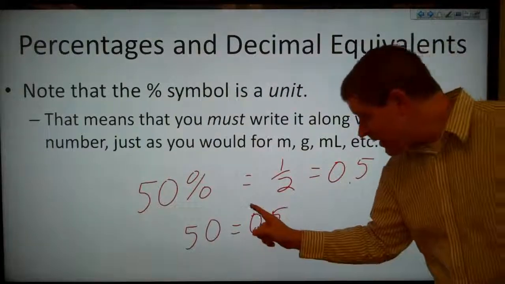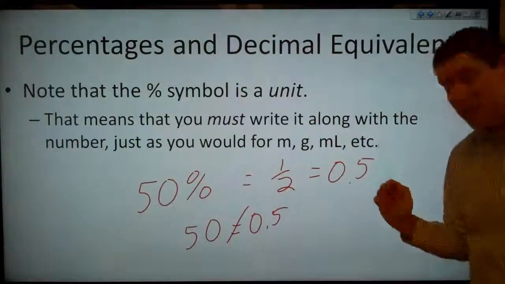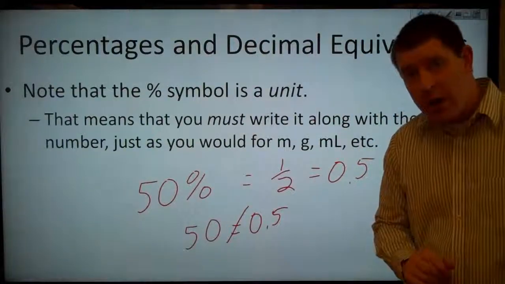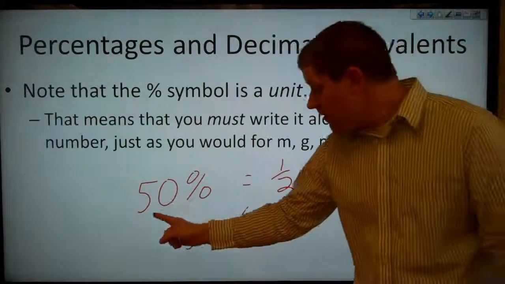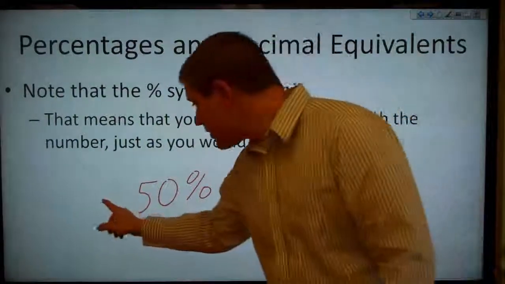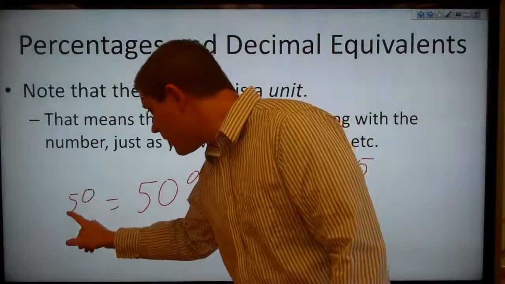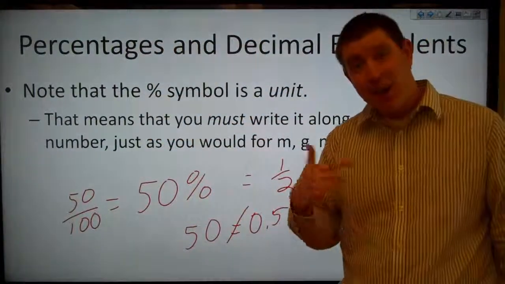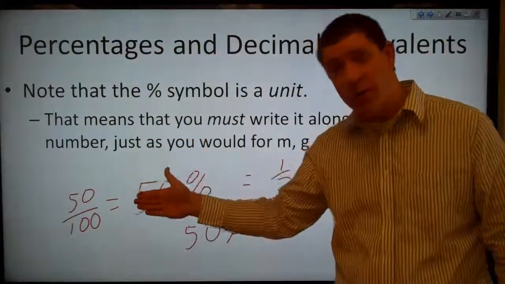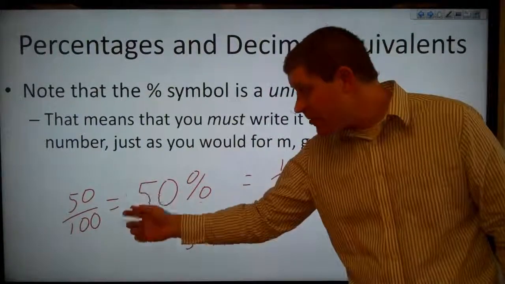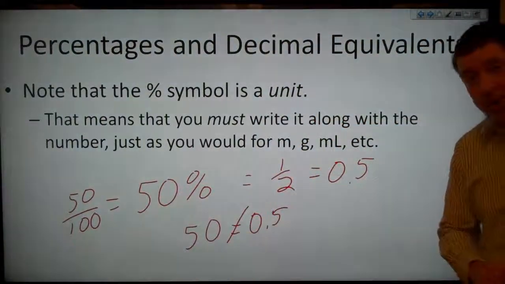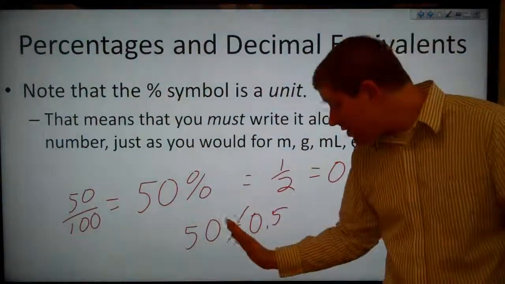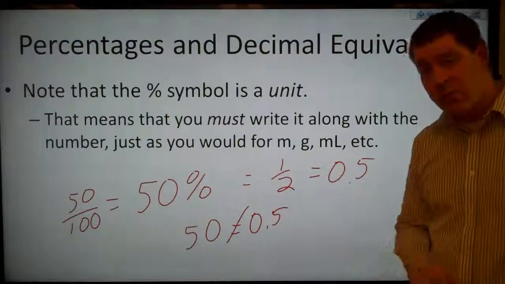This equality is not true, whereas the top equalities are true, and that's only because we have this percent symbol there. Essentially what we're saying is that 50% really means 50 per 100. Cent means 100, so 50% is 50 per 100. 50 per 100 is 50 divided by 100, and that gives us 0.5. So you have to include that percent symbol, otherwise you're changing the value. 50 is not equal to 0.5.